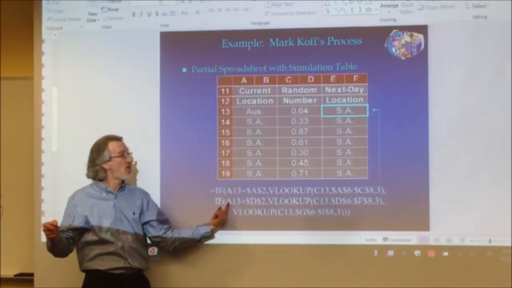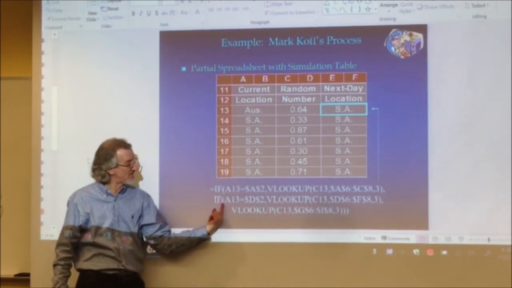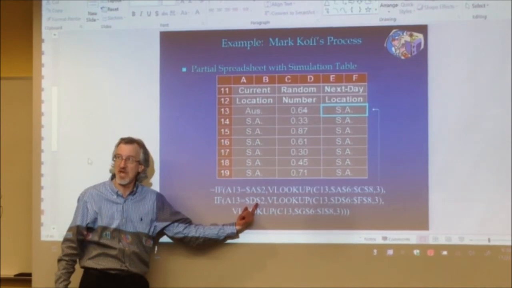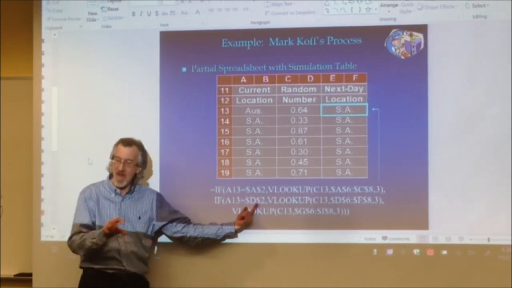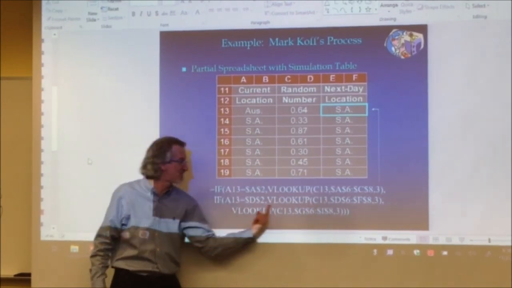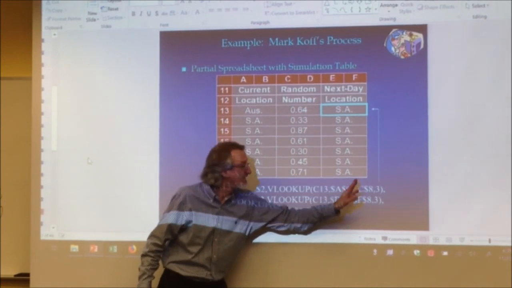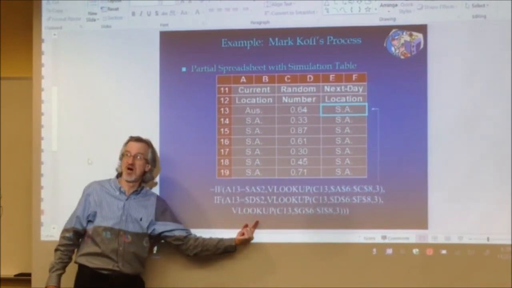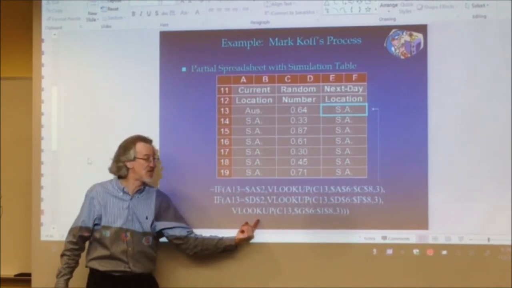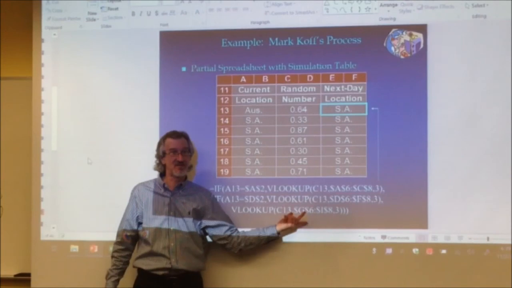The second thing says, oh, it's not Austin? Well then, let's see if it's one of the other two. If A13 now is San Antonio, S period A period, it looks and tries to match. If it is, it will use the map made for San Antonio, which is cell locations D6 through F8. If it's not, then it must be Houston, the other one, so use the map for Houston. Look at this Excel statement.